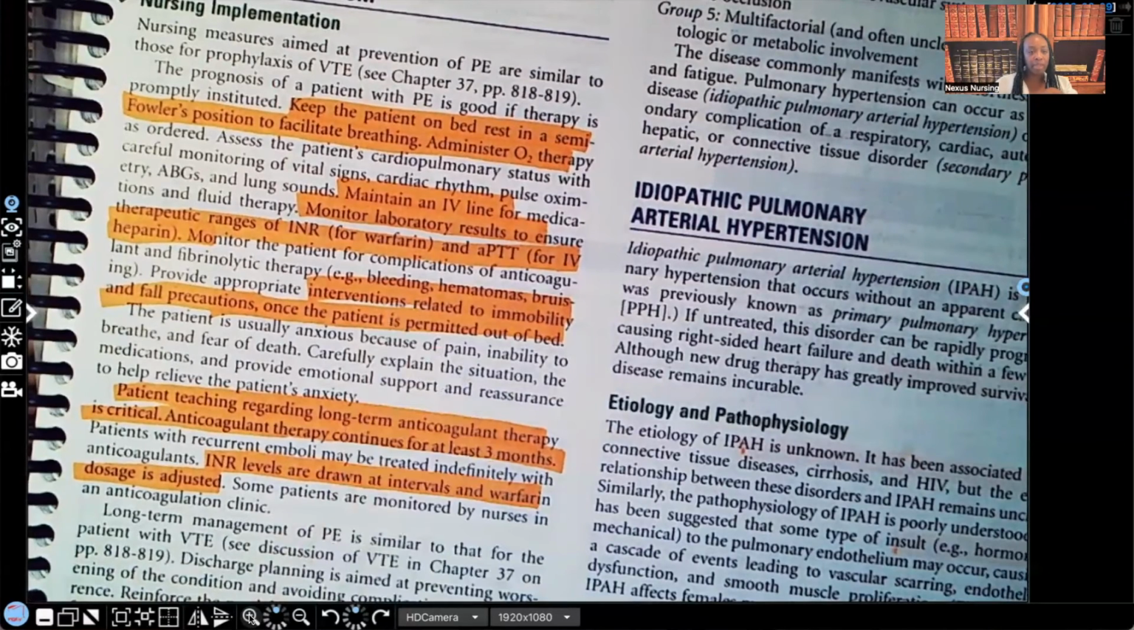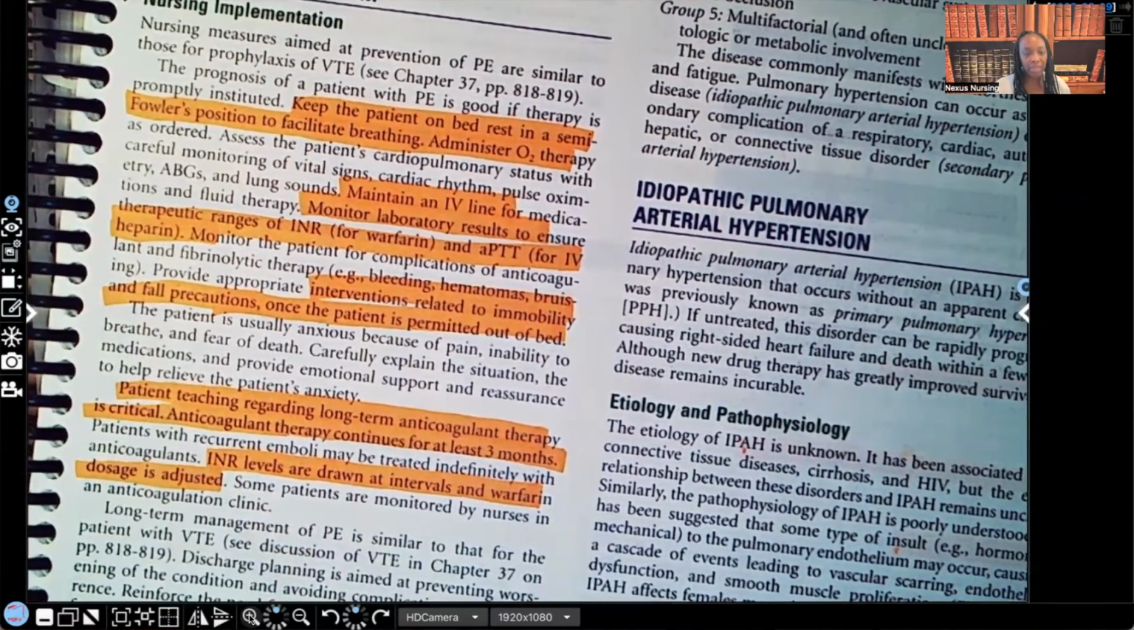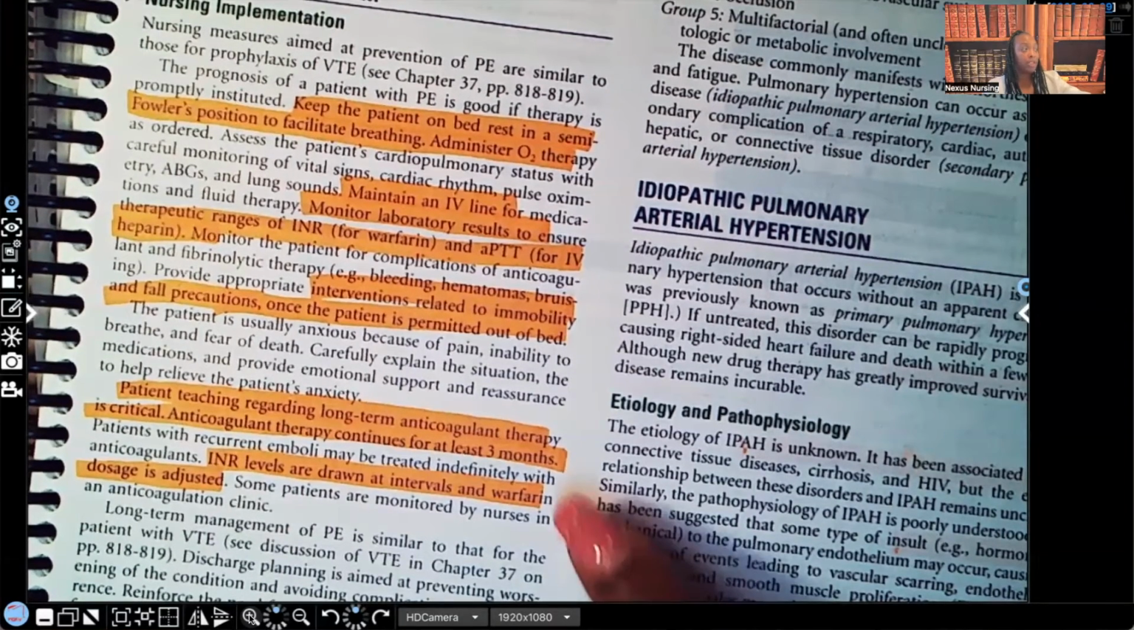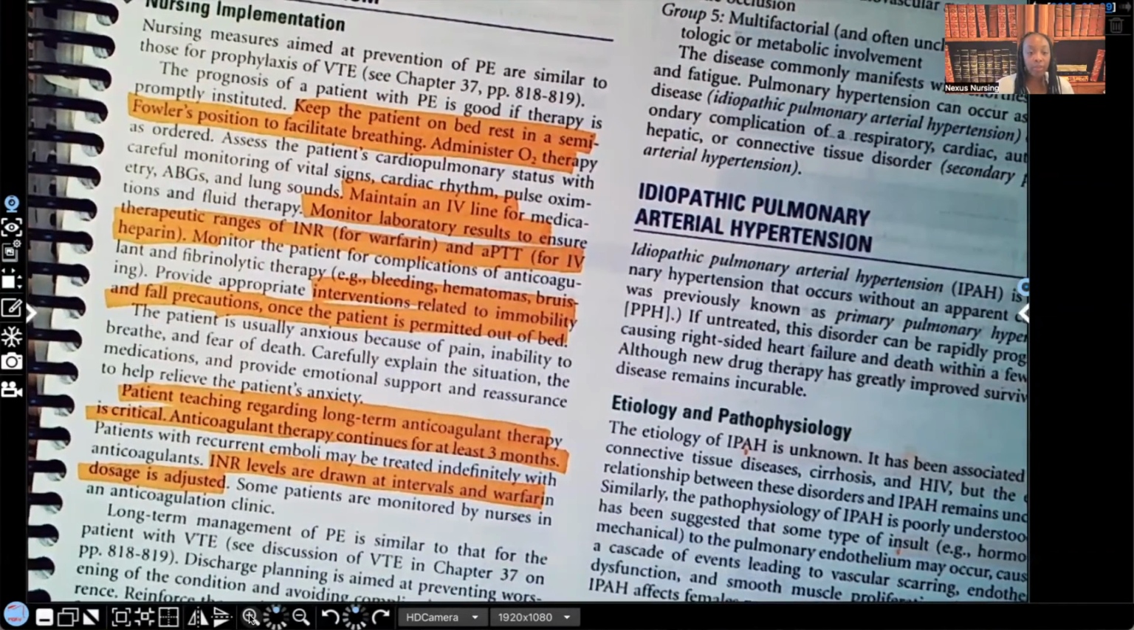Interventions related to immobility and fall precautions. Once the patient's out of bed, you're going to make sure that the patient's ambulating safely. Patient teaching regarding long-term anticoagulant therapy is critical. Anticoagulant therapy continues to last for 3 months. This is about the second or third time I'm seeing this, right? They told us this already, but it's so important you're seeing this again. You have to know that. INR levels are drawn at intervals and Coumadin dosage is adjusted.